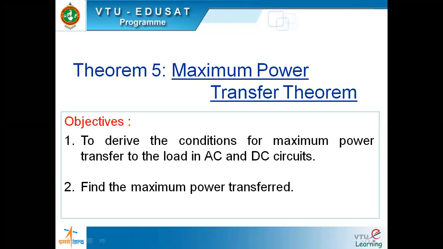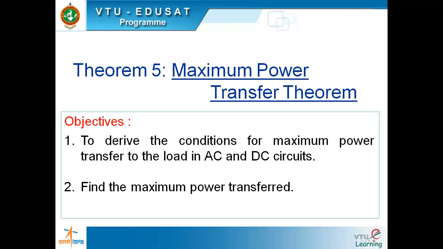Which are AC circuits? AC circuits are those which involve the inductor and capacitor. Which are DC circuits? DC circuits are those which involve only the resistors. Okay. So under what conditions maximum power would be transferred to the load in such circuits is what we are going to see by deriving the conditions for maximum power transfer.